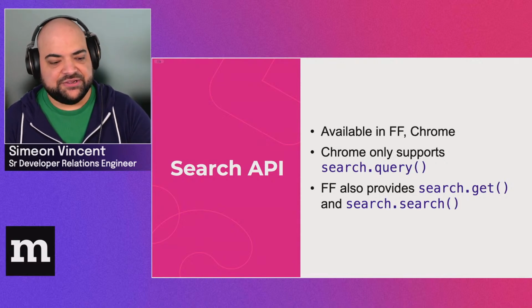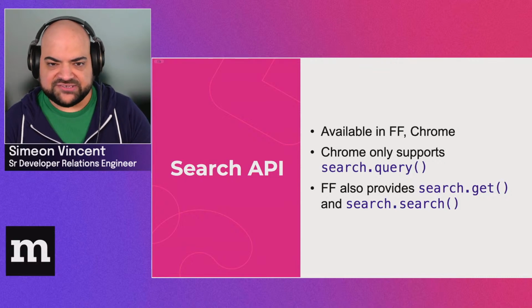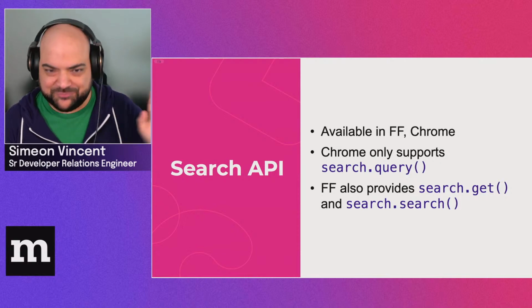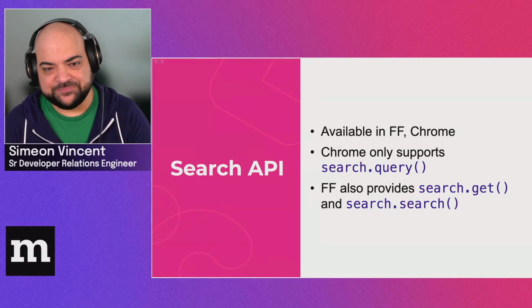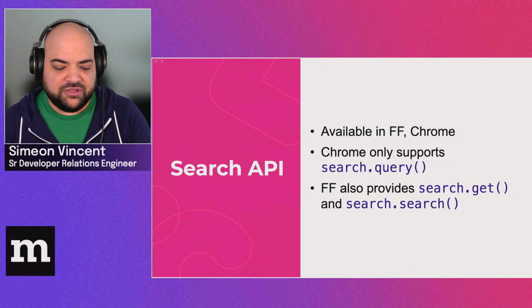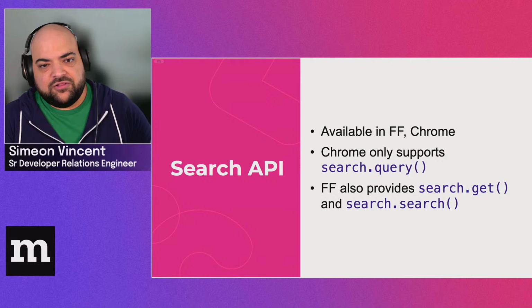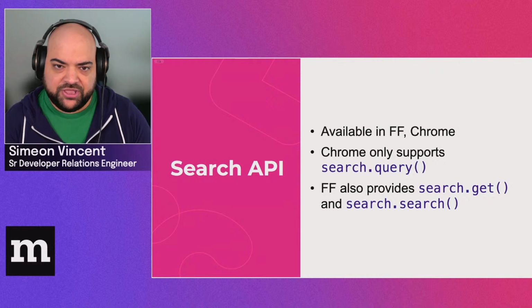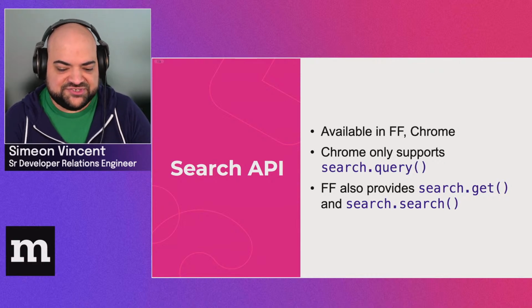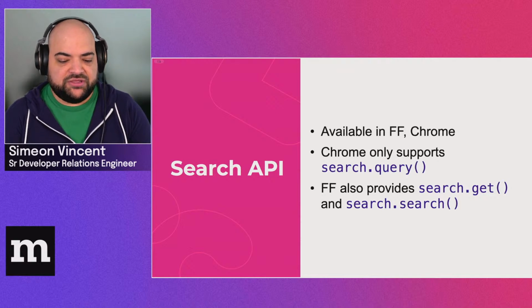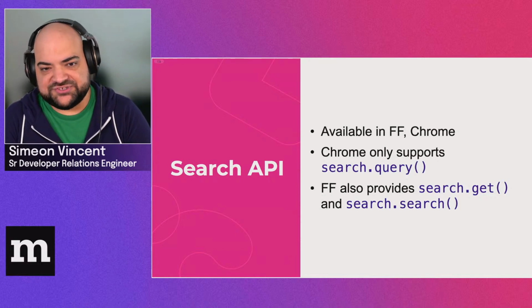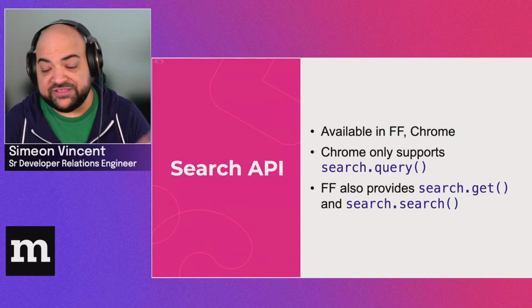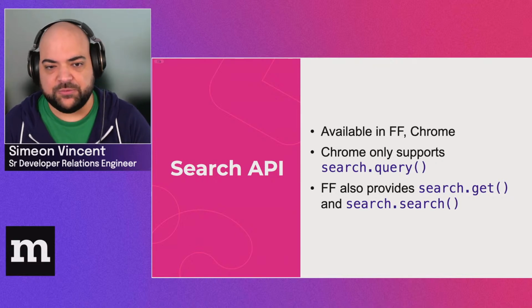This is notably different in Firefox because in addition to query, we also provide get and search: browser.search.get, browser.search.search. And those are kind of interesting because while the Chrome approach only defers to the user's default search provider, the Firefox approach allows extensions to show a set of different search providers and choose which one is more appropriate for the context, or critically, to give the user the choice to decide which one they want to use.